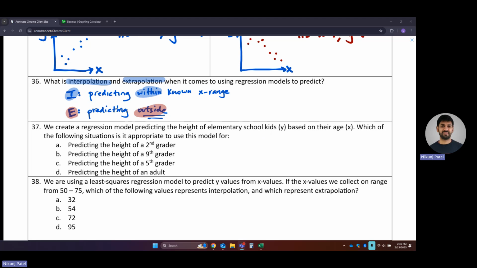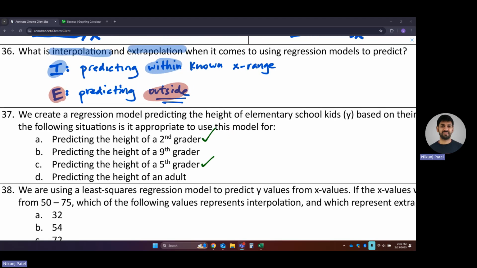So here it looks like second grade and fifth grade are both within the known range of our demographic, elementary school kids. So second grader, that would be interpolation. And fifth grader would be interpolation because second and fifth grade falls within elementary school age. However, ninth grade and 10th grade, ninth grade and adults, that would be considered extrapolation.